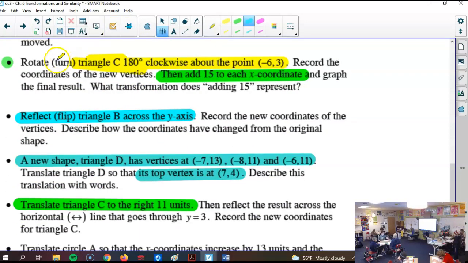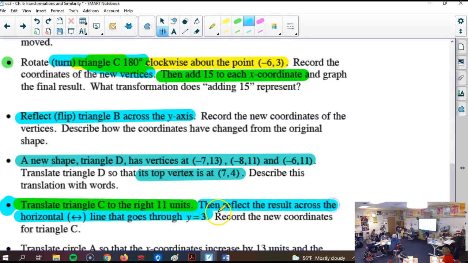So you did this for triangle C, right? There's another direction for triangle C down here. Did you see that? Hey, so Connor just pointed out a really good point. This step down here starts at the original triangle C, not the one you already moved, because that's now not triangle C anymore. If anything, we call it C prime.